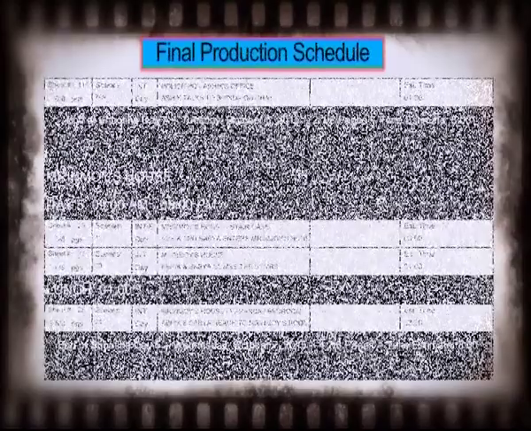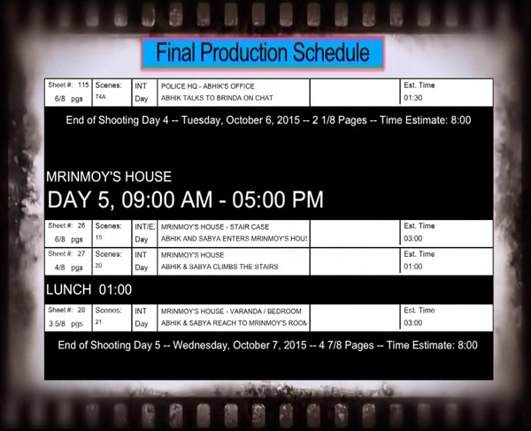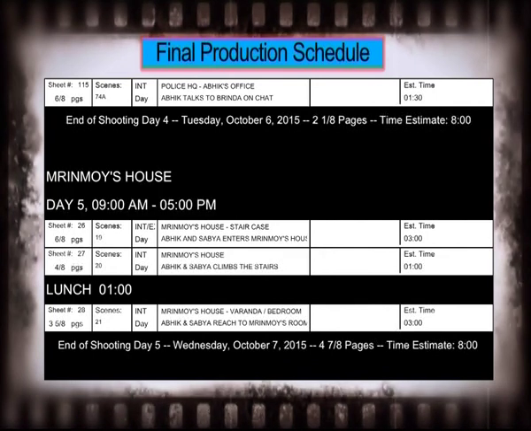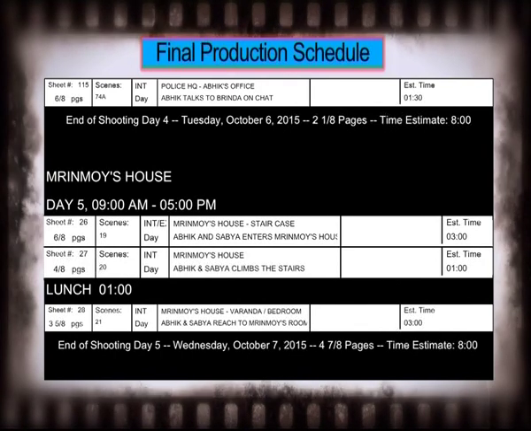A final schedule looks something like this. As you can see, it mentions the location at which a scene has to be shot. It mentions the day of the shoot. It mentions the beginning and the ending time, or at least the estimated ending time of each day's shoot. Within each day's schedule, you have a mention of the sheet number, the scene number, whether it's interior or exterior, day or night, a very small concise description of the scene itself, and whatever is the estimated time it should take to shoot that scene.